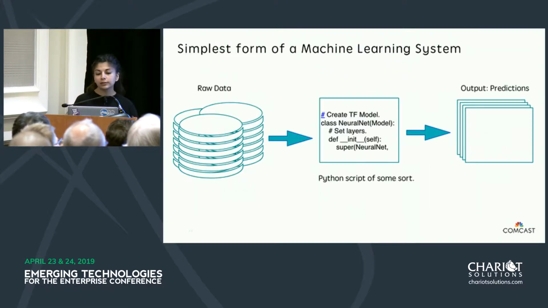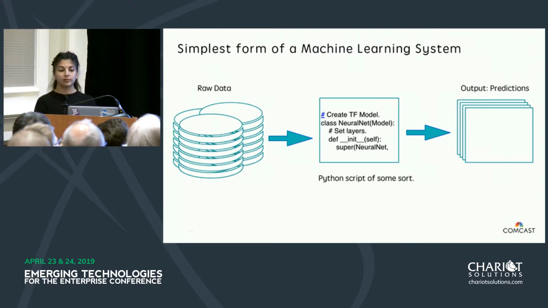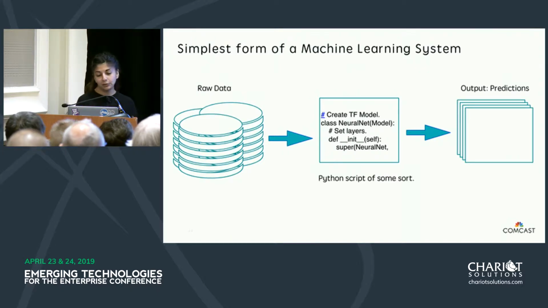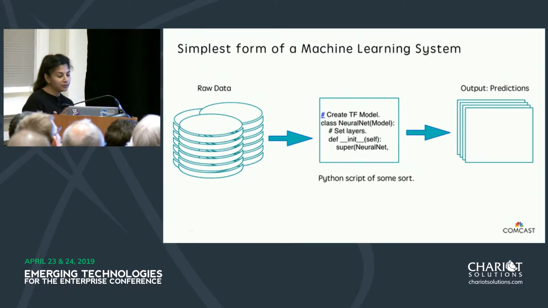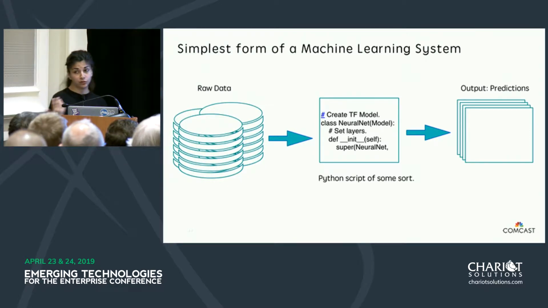All right, so let's talk a little bit about a machine learning system. So this is the simplest form of a machine learning system. You get the raw data. Let's say you live in a perfect world and you don't need to manage that data, and this data is just readily available for you all day, every day. And then you have your Python script of some sort, maybe it's TensorFlow, maybe it's Keras, whatever you want. It consumes this data, and the end result, obviously there's a lot more detail to that, but the end result is predictions. It's the simplest form of a machine learning system.